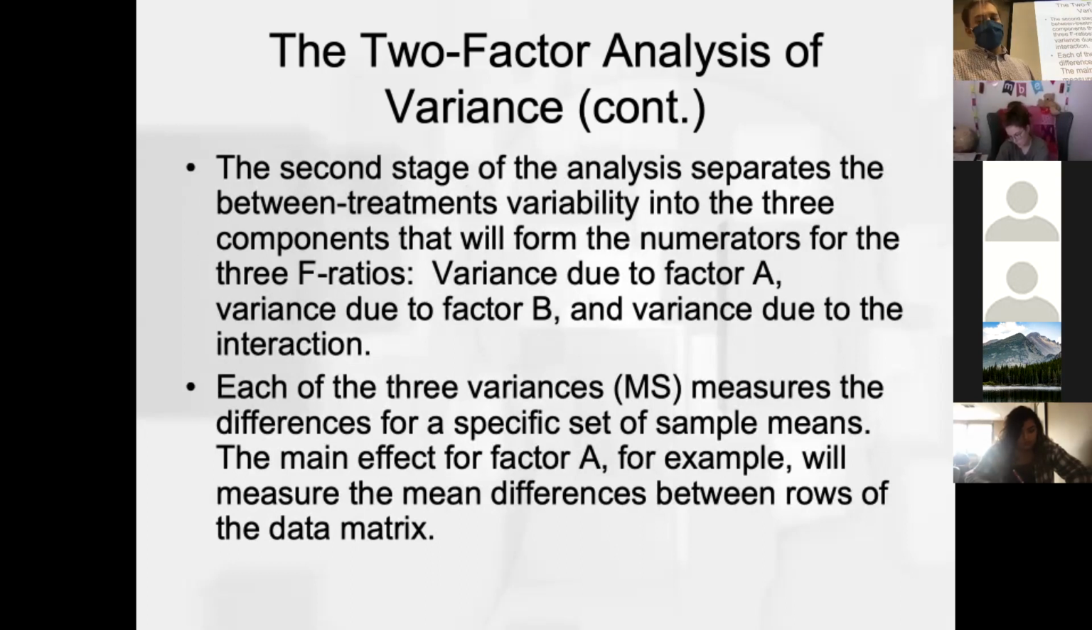So as we've already said, the second stage of the analysis separates the between treatments variability into three components that will form the numerators of those three F ratios. Variance due to factor A, so mean squares factor A. Variance for factor B, so mean squares factor B. And the variance due to the interaction. So each of these three variances, which within ANOVA we call mean square, measures the differences for a specific set of sample means.